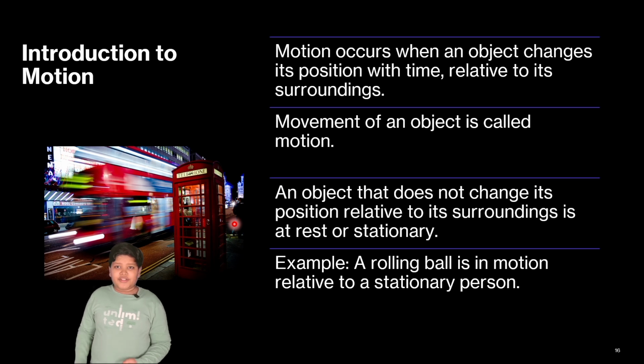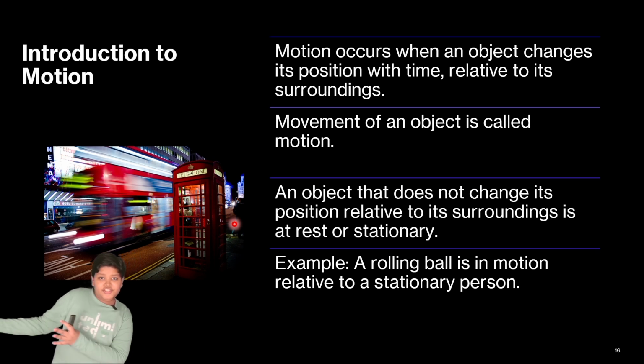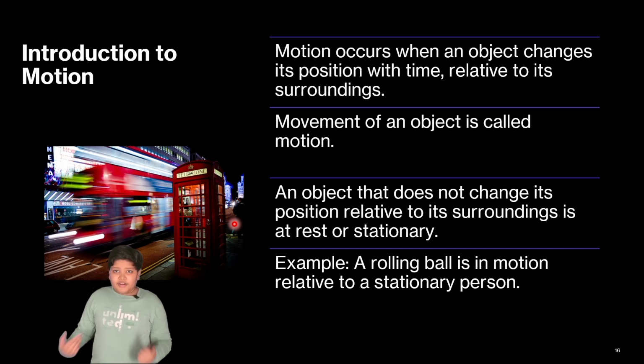Now let's shift our focus to motion. Simply put, motion is when an object changes position over time in relation to its surroundings. If something isn't moving relative to its surroundings, we say it's at rest or stationary. Think about a ball rolling away from a person. The ball is in motion because it's changing its position relative to the person.